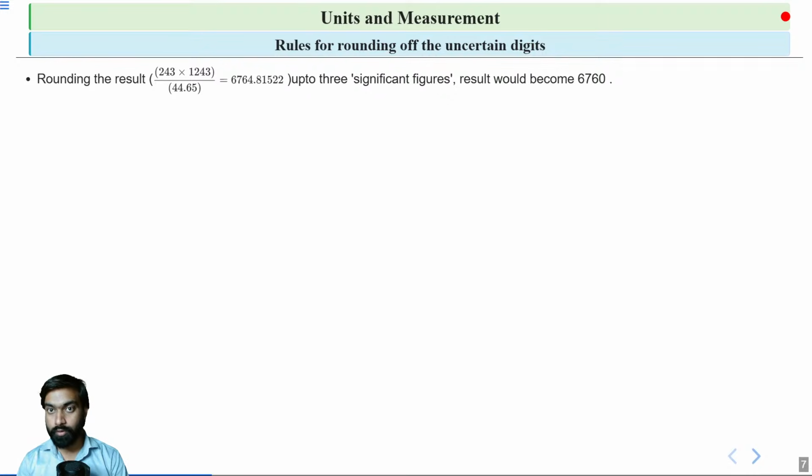According to the rule, we need to round this to 3 significant figures. The first 3 significant figures are 6, 7 and 6. After this is 4, which is less than 5. Therefore, round down. So rounding 6764.81522 to 3 significant figures, the answer will be 6760. Here 0 is a placeholder, it is not significant.